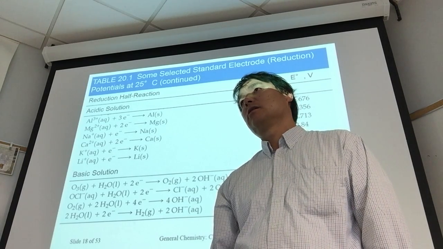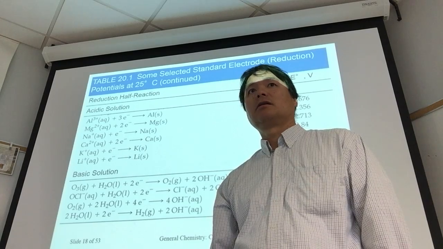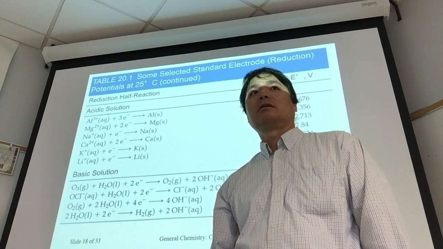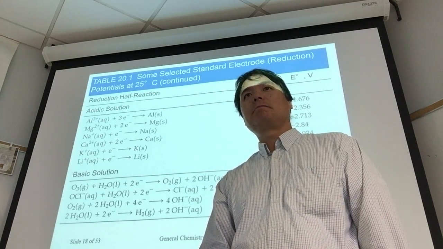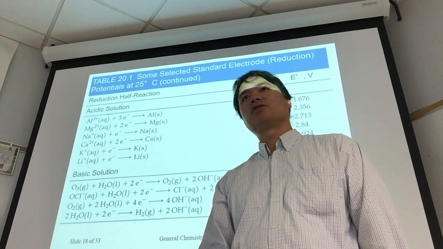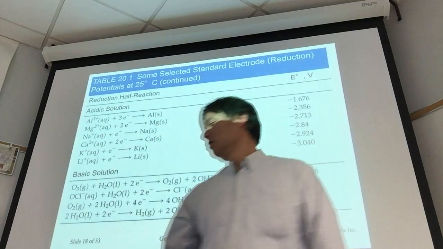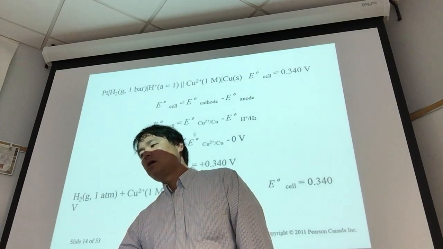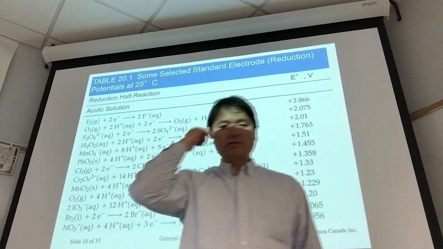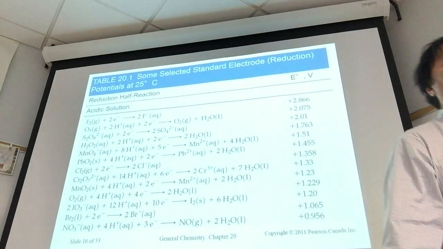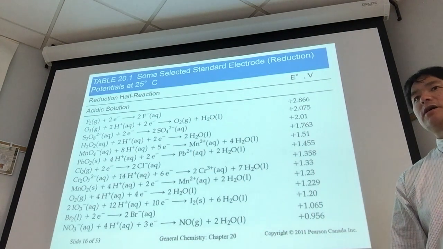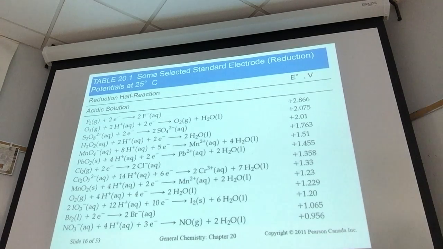How would it give you the highest voltage? I don't really see it. Well, tell me what the highest reduction potential on this chart is. Negative 3.0401. No. You can try again. The highest reduction potential. 2.866. Okay, 2.866 volts. That's fluorine goes to fluoride.